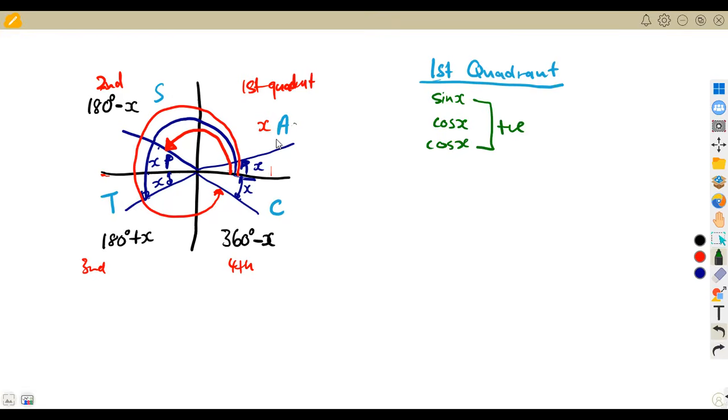Remember, A is for all. So all these ratios are positive. It follows that whatever affects these ratios also applies to their reciprocals. Remember, we talked about 1 over sine x being equivalent to cosec x, and 1 over cos being equivalent to sec x. Those ratios are also going to be positive because their corresponding ratios are positive. So the cosec of x is positive, the sec of x is positive, and the cot of x is also positive in the first quadrant. That is what we need to understand there.